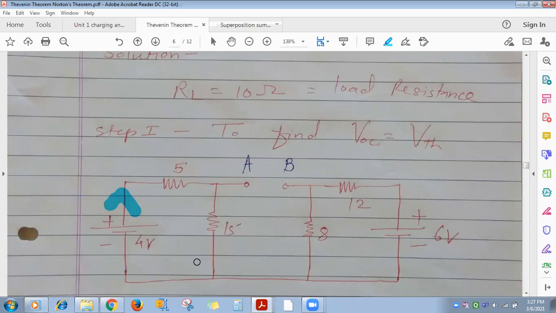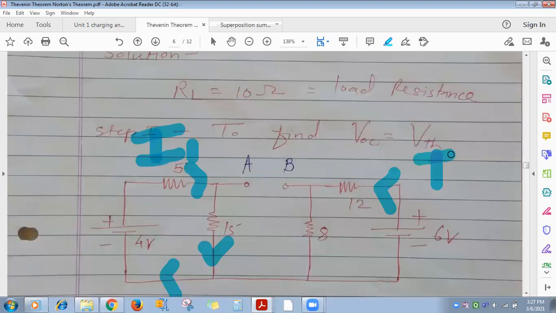Now see the next side. Suppose this is I1, I'll write again I1, it will come like this. Now consider this is I2. Again the same thing on this side. I2, how much current will flow through 12 ohm?